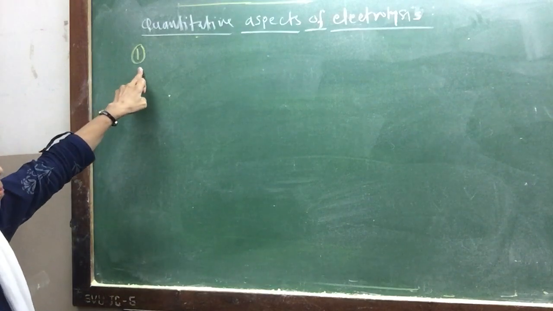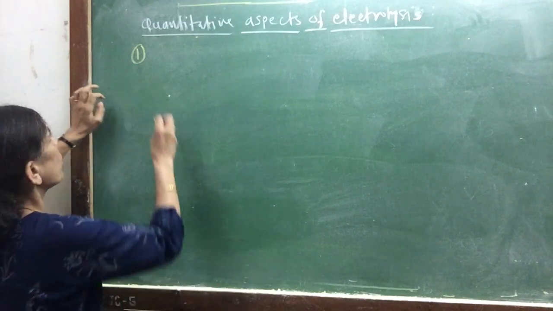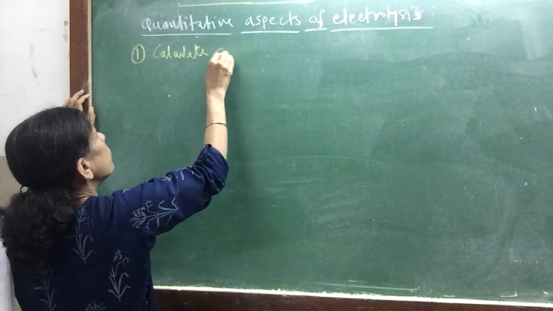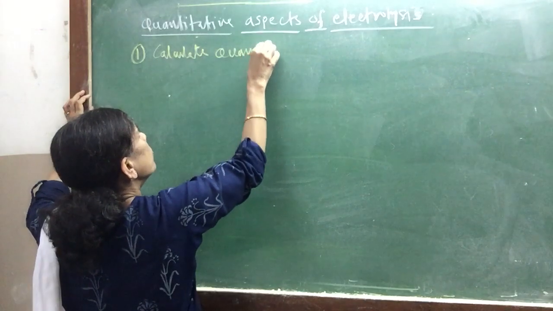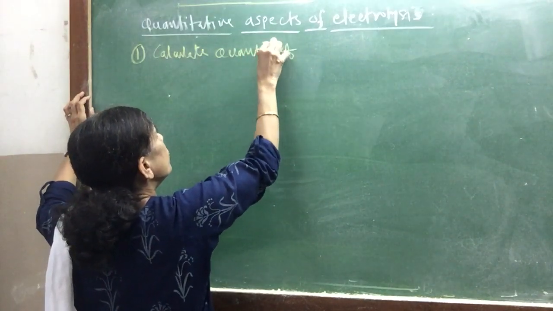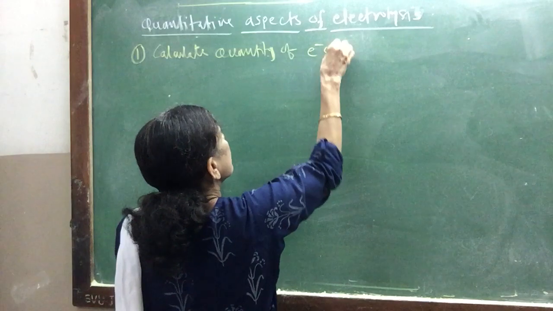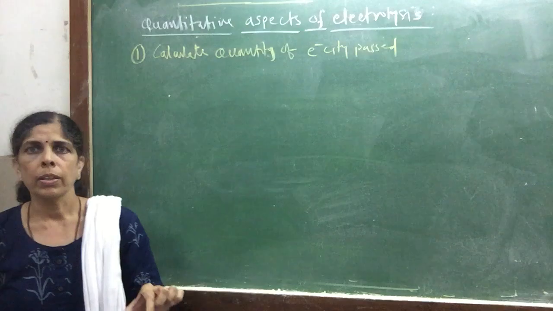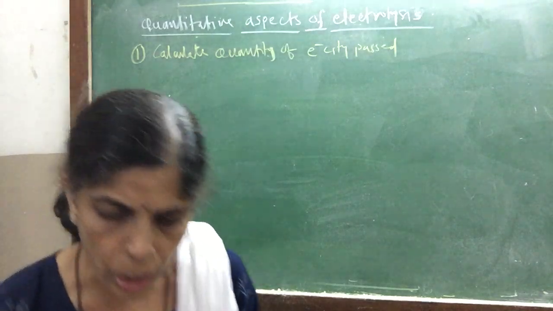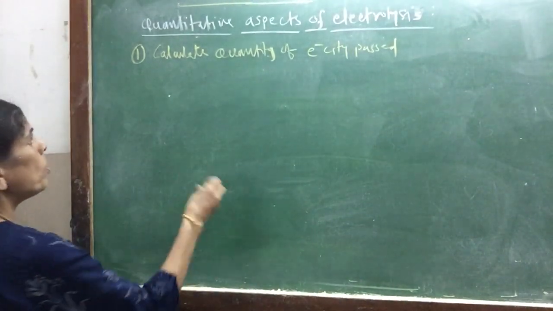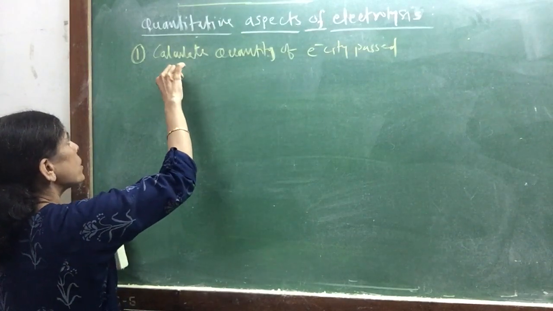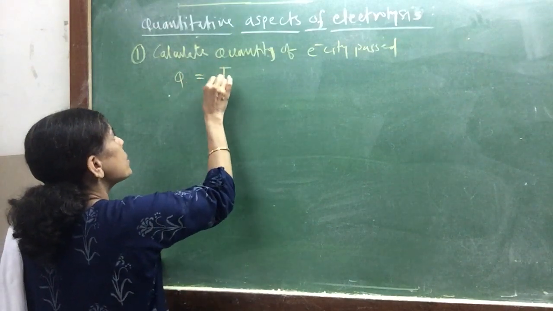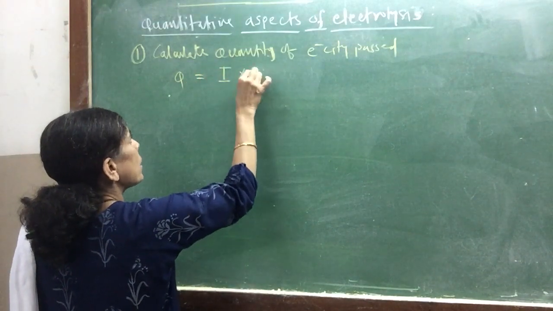The very first step is you have to calculate the quantity of electricity passed. How much electricity is passed in the cell during electrolysis, that you have to find out. That can be obtained as: quantity of electricity passed Q in coulomb is equal to current in ampere I into time in seconds.